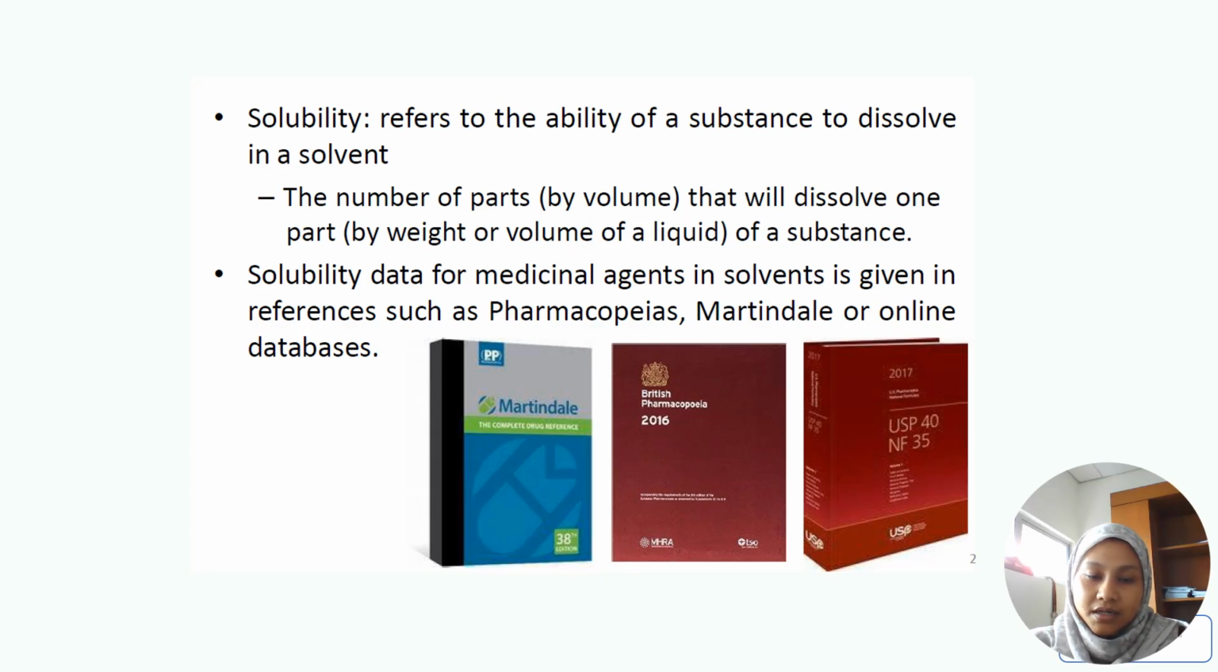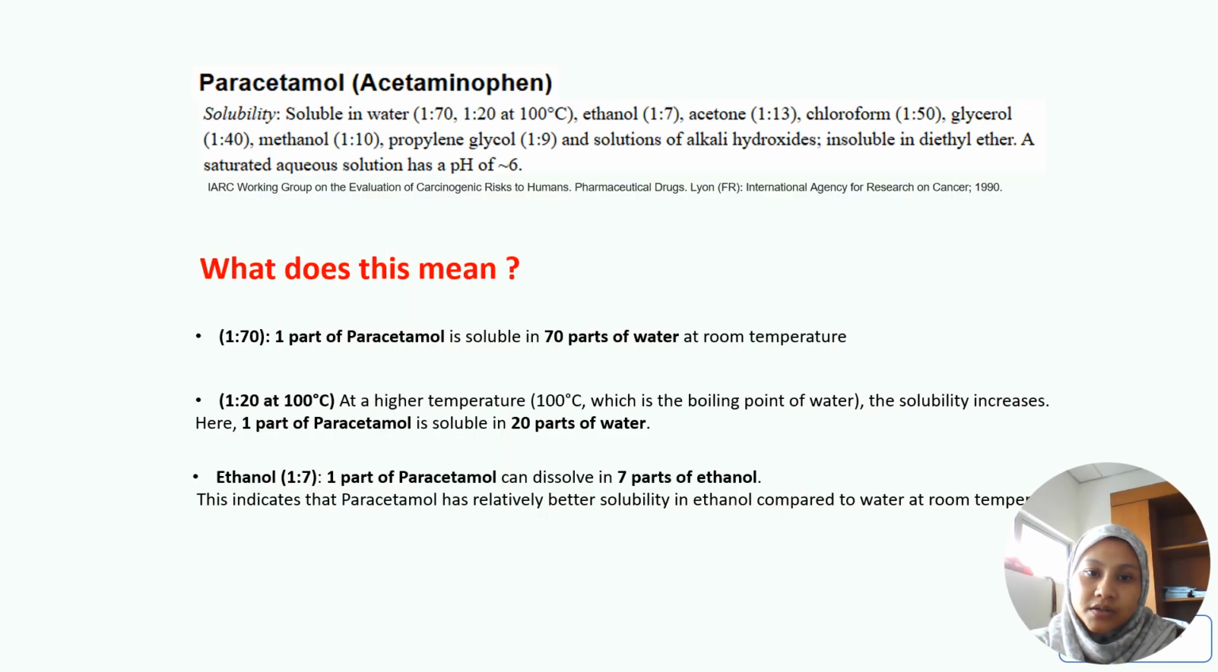So this is the solubility references that you can use to look at the solubility data for each medicinal agent. For example, if you want to find whether paracetamol is soluble in water or in another solvent, it is stated in these references. Normally we use Martindale or the British Pharmacopoeia, and in the United States region they would use the USP.